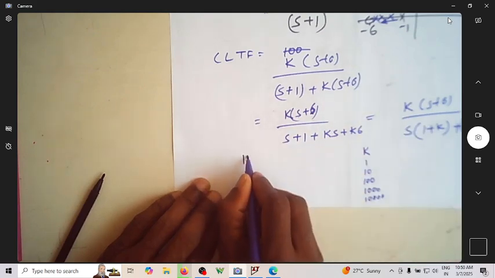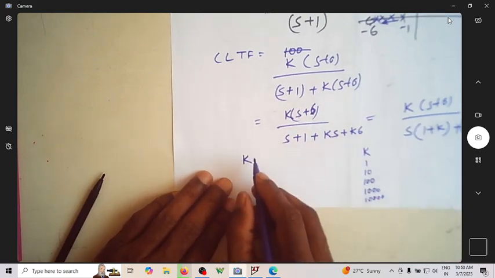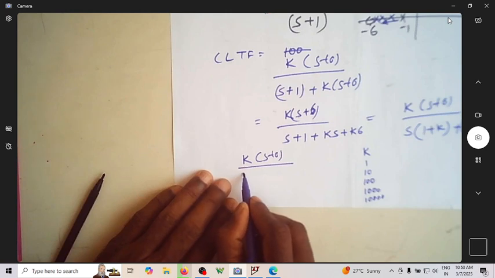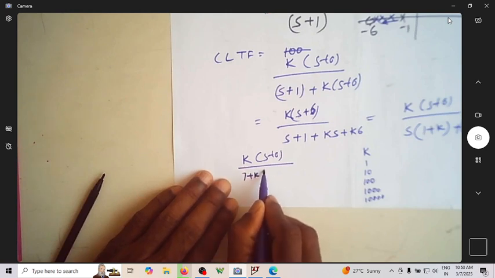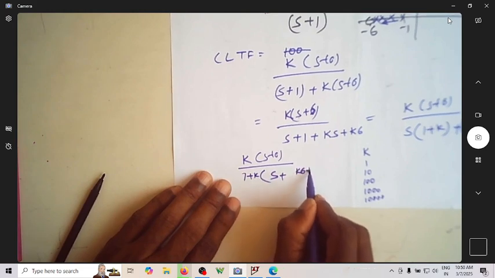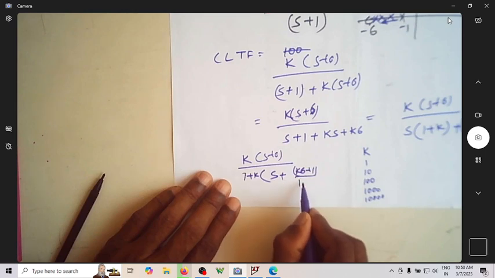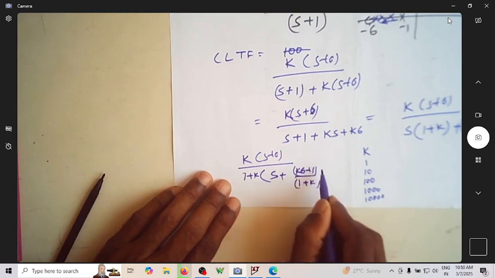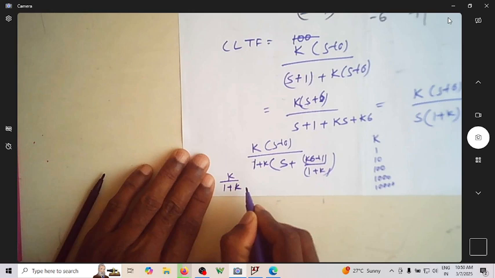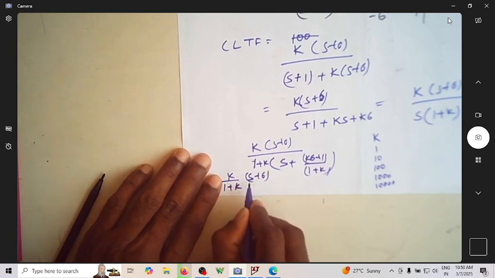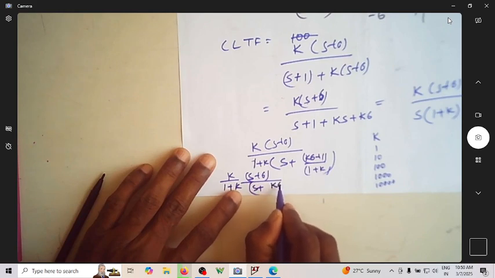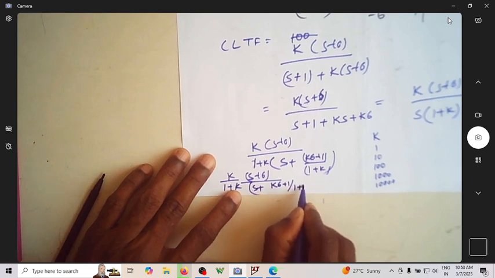If I take k outside, so this k will be, if I just take this outside, this is s plus 6, so I'll take this 1 plus k outside. Then this is k(s plus 6) plus 1 by 1 plus k. So is this now k by 1 plus k? This is s plus 6, and this is s plus (k6 plus 1) by 1 plus k. Correct.